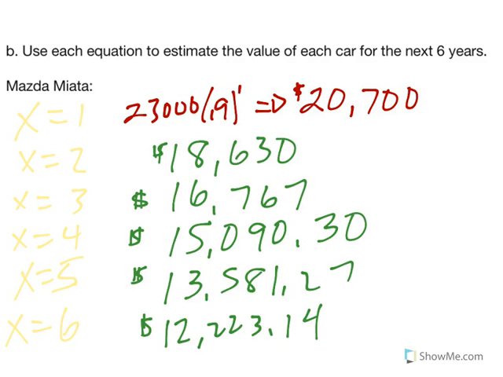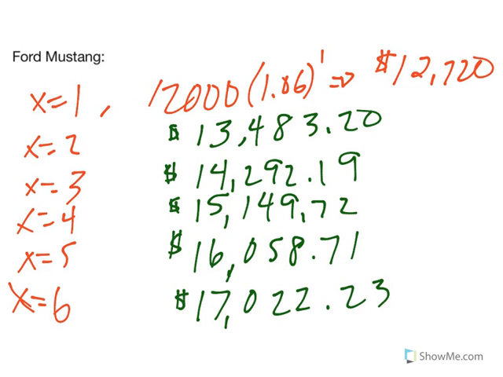All right, so here are the rest of the values for the Mazda Miata. So you notice after 6 years, you're down to a value of about $12,000. So in those 6 years, you have decreased a little over $10,000 in terms of the value of your car. And if you look at the Ford Mustang, after 6 years, you've increased your value just a touch over $5,000, and you're up to $17,000.